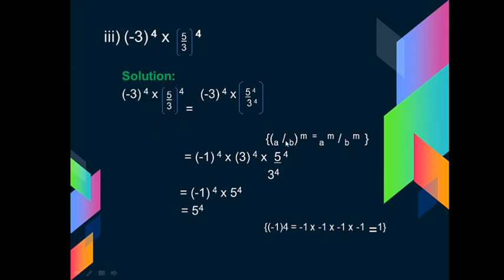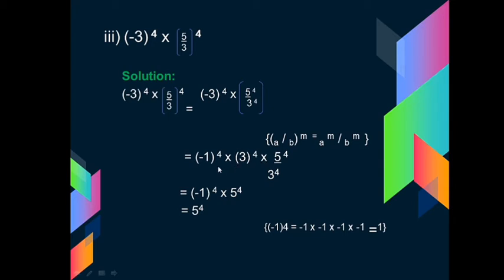Now by using this law, that is (a/b)^m = a^m / b^m. So here we have applied this law, that is we consider here a as 5 and b as 3 and m as 4. So that is (a/b)^m, which is equal to a^m / b^m.